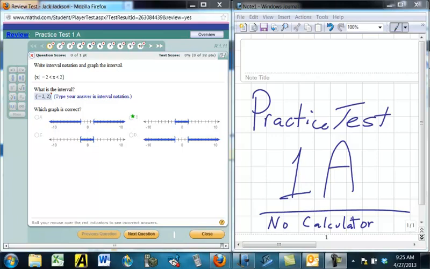This is Jack Jackson with the video solutions to practice test 1A for college algebra. The A part of exams and practice tests are designed to be done without a calculator, so I'll be working this without the use of a calculator.